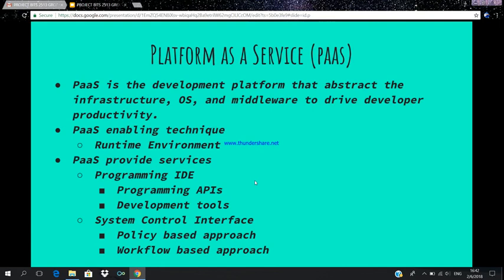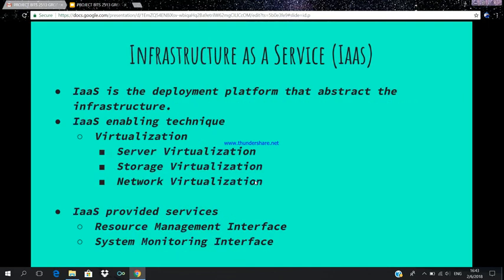Platform as a service is the development platform that abstracts the infrastructure, OS and middleware to improve developer productivity. The runtime environment is the enabling technique. The provided services are a programming IDE and a system control interface. In programming IDE, there are a programming API and development tools. The system control interface approach is policy and workflow.